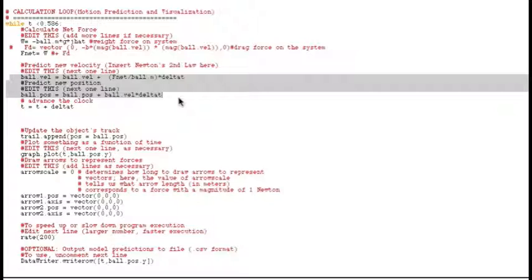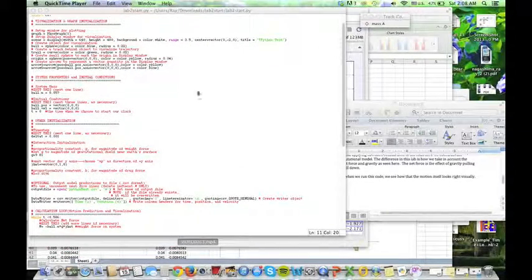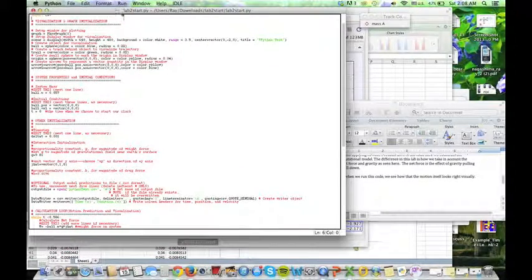The difference in this lab is how we take into account the weight force and gravity, as seen here. The net force is the effect of gravity pulling the ball down. Now, when we run this code, we see that the motion looks right visually.